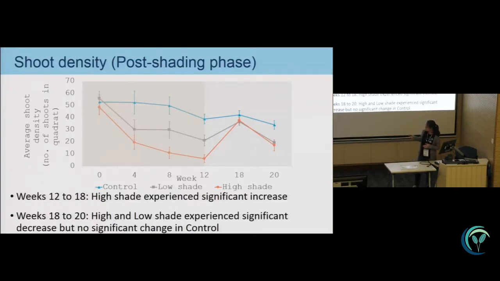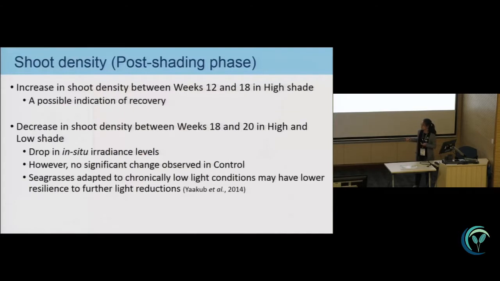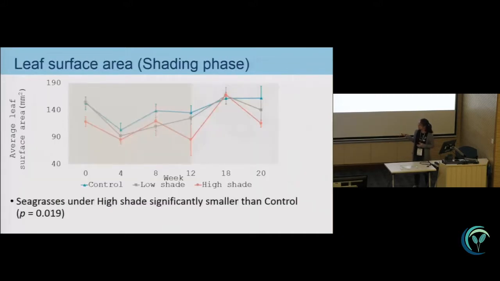However, this change was not observed in the control. As you notice here, it's quite similar. There was no significant change here. The possible reason for this difference in response could be the different light histories experienced by seagrasses growing under the low shade, high shade, and control treatments. Studies have found that seagrasses growing in chronically low light environments have lower resilience to further reduction in light levels. So this could affect their response to further reduction in light levels.